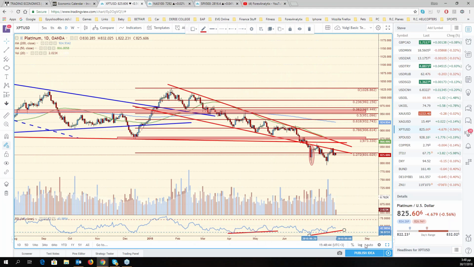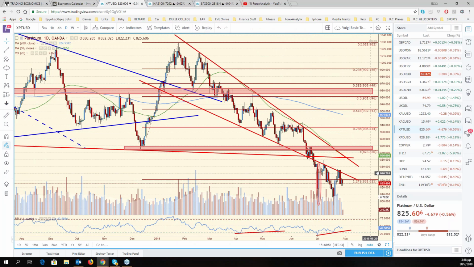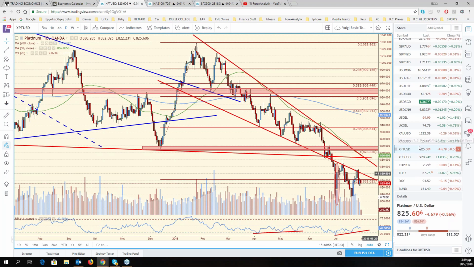Platinum remains extremely bearish. I would need to see at least a move above like 875 to consider this as some kind of a market that's looking to bottom.